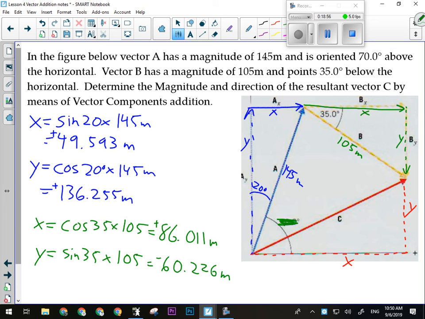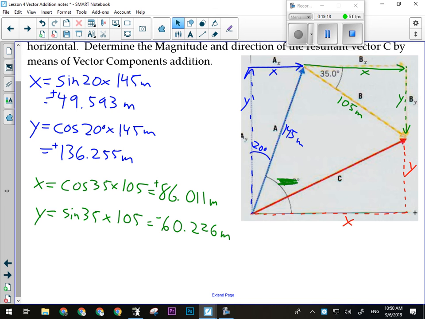So now I've found all the x's and all the y's. Now can I find red x and red y? Yes, that's my next step. Is this going along the same steps as the first example? Yep. I drew the diagram and found all the x's and y's. Now I'm going to add them together to get my resultant x and y.